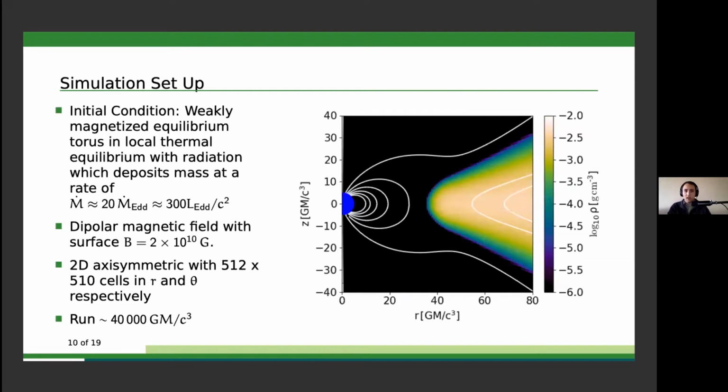Okay, so the way I set up the simulations is in a very standard way for these accretion disk simulations. We start with an equilibrium torus, which is threaded by a weak magnetic field. And keep in mind that the actual domain goes out to like 1,000 gravitational radii. I'm just showing you the inner edge. This torus should feed gas at something like 20 of these Eddington M dots, which is basically 300 Eddington luminosities over c squared. I have a dipolar magnetic field, and we chose 2 × 10^10 Gauss for our initial field strength. I ran pretty reasonable resolutions. This is about 500 by 500 cells, and I run them for about 4,000 gravitational times.